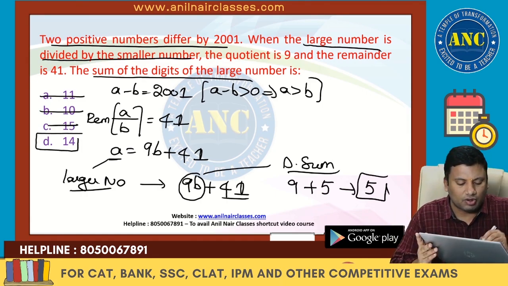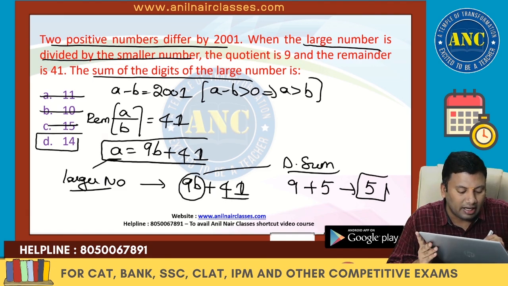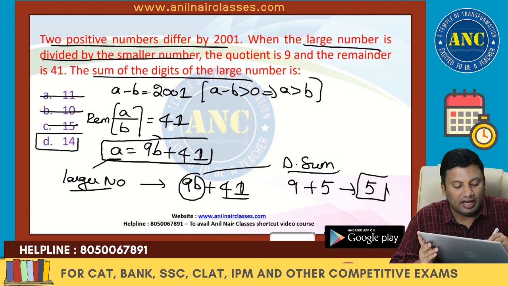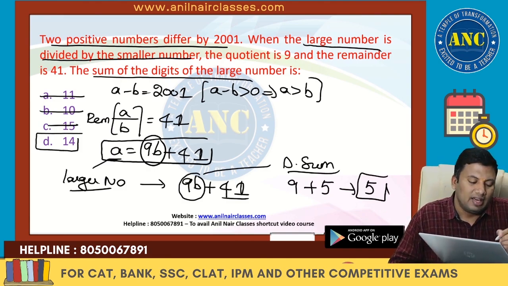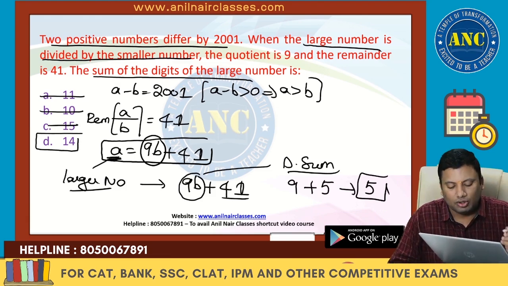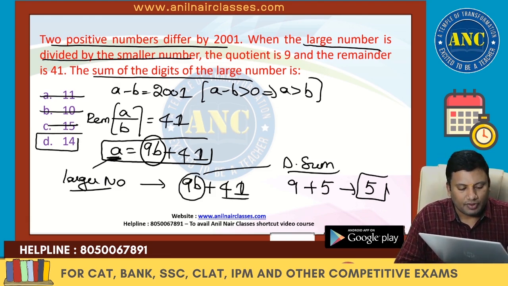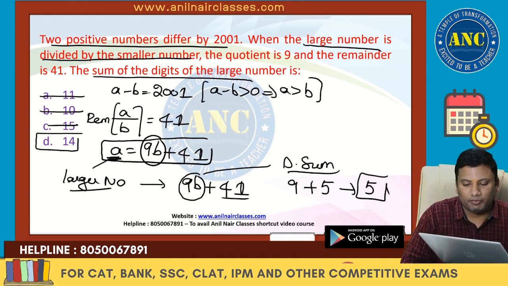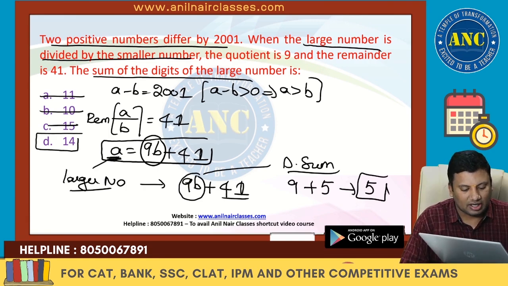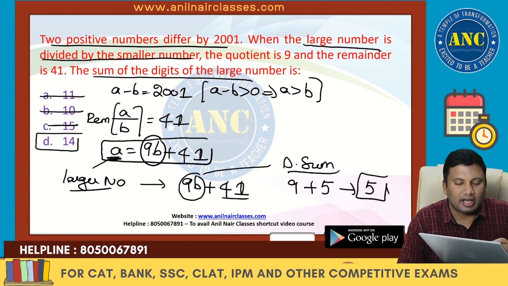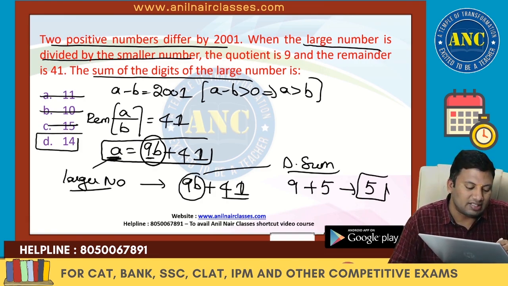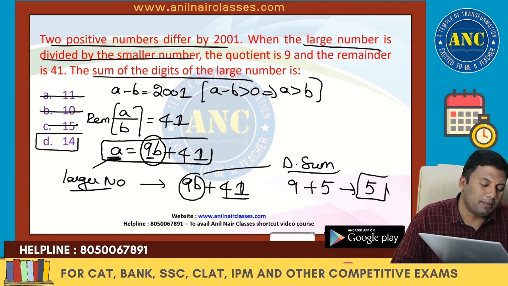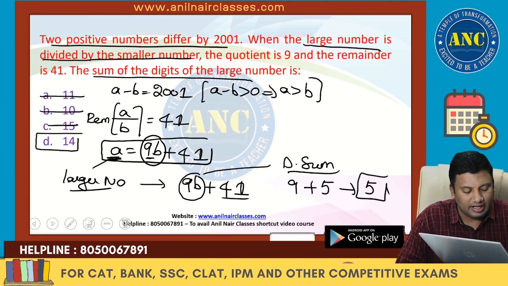Just an easy question. A is nothing but 9B plus 41. 9B digital sum is 9. 41 digital sum is 5. A is the largest number, so the digital sum will be 5. You don't need to substitute and find the values because there is 9 here. 9 into any number, digital sum is 9. Idea clear? Next one.